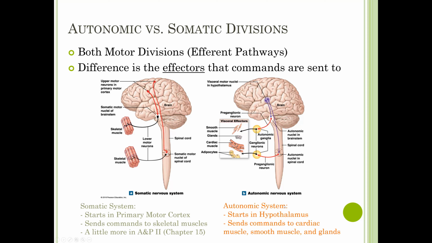The autonomic system, which is the focus of this chapter, starts in the hypothalamus. If you remember, one of the functions of the hypothalamus was that it had the control centers for the autonomic nervous system. So that's where signals start in this case. And then the commands are sent downward to visceral effectors, which are your cardiac muscle, your smooth muscle, glands, and adipose tissue, which is a specialized type of gland.